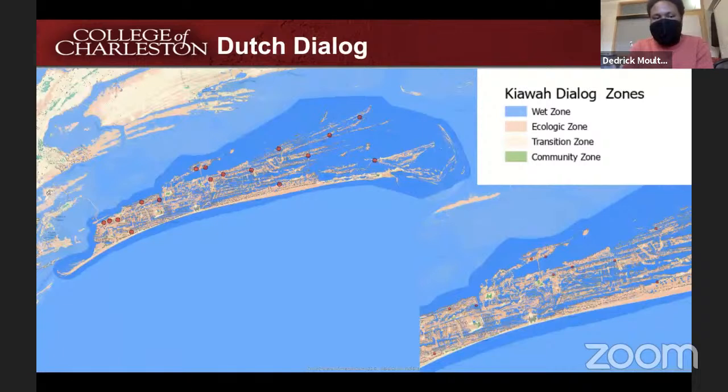So I wanted to just briefly look at what the Dutch dialogue, which is a predictive measure to see what long-term effects of sea level rise will look like on the island. And so since we're looking at many areas that are going to be within those areas of issue, we can expect that we're going to need to be proactive in the solutions that we use.